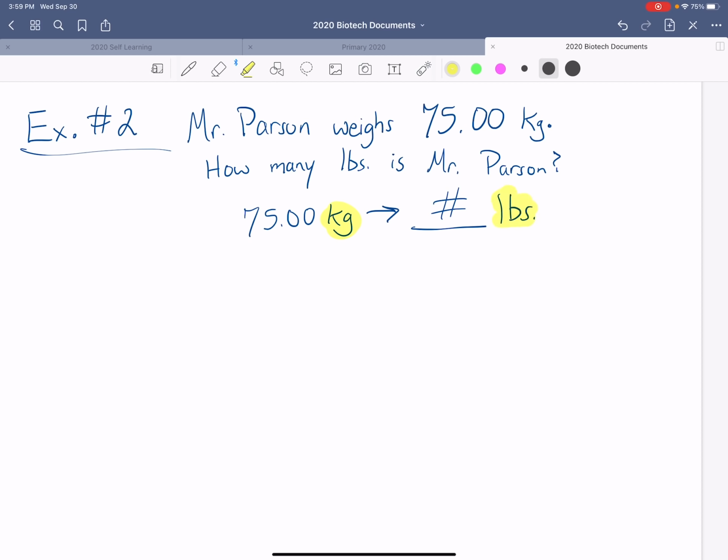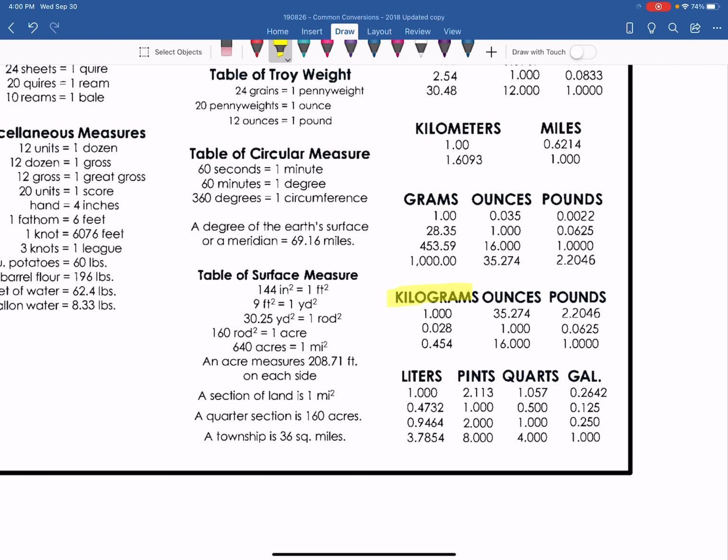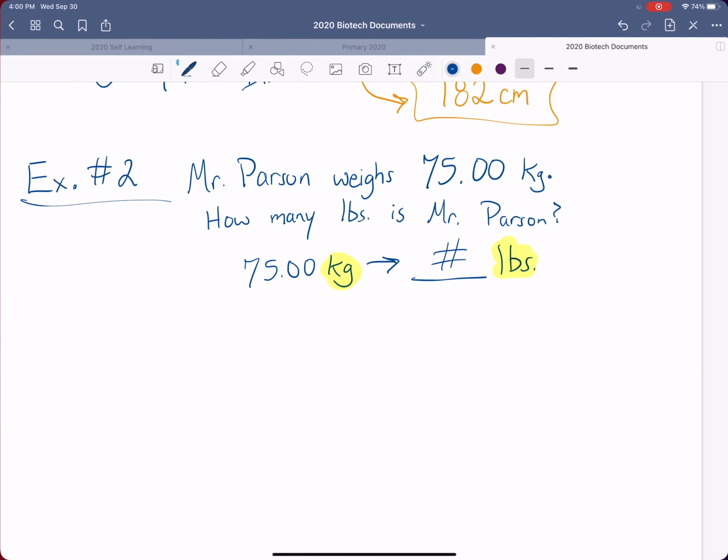So I need to see if there is a direct way to go from kilograms to pounds. And already I'm starting to see that there's a couple of things further down here. I'm starting to see, all right, there's kilograms, there's pounds. Let's see, which one do we want to use? Let's use this top relationship. 1.00 kilograms, 2.2046 pounds. I'm going to take those numbers and go over to what we were working on here.